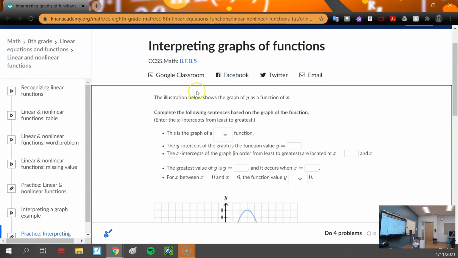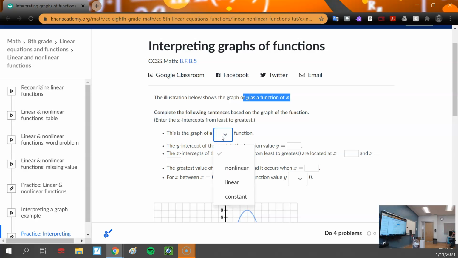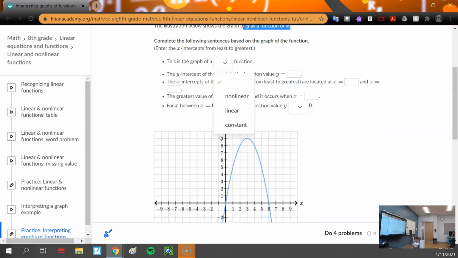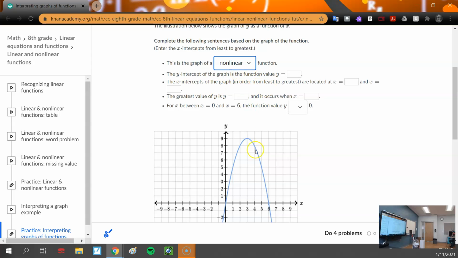It says the illustration below shows y is a function of x. They automatically tell you it's a function, or sometimes they tell you it's not a function, it's a relationship. This graph, all they want is linear or non. So when we look down, is it a straight line? No. The y-intercept of the graph, where it hits the y-axis, is 0. The x-intercept, where it hits the x-axis, would be 6.